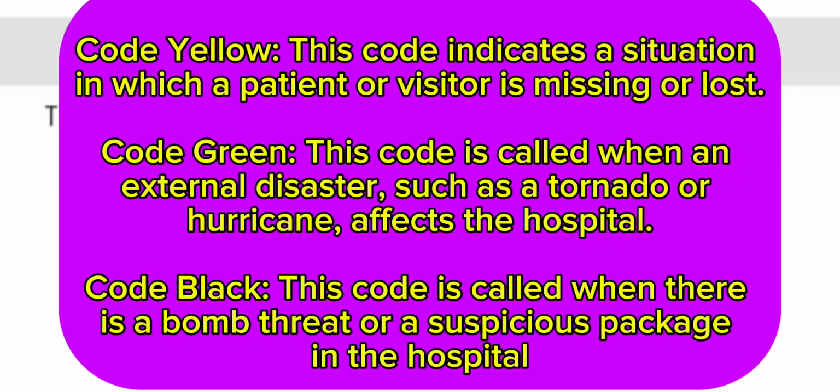So code green. This code is called when an external disaster such as a tornado or hurricane affects the hospital. If the hospital is near a river or the sea and the disaster comes into the hospital, we should use code green. So the next one is code black.